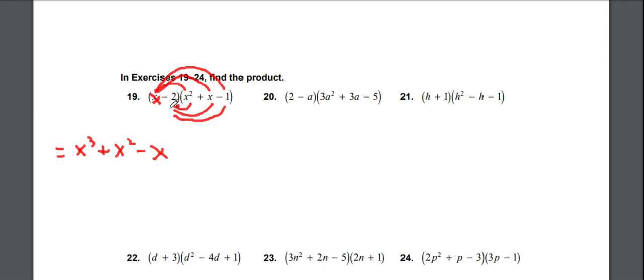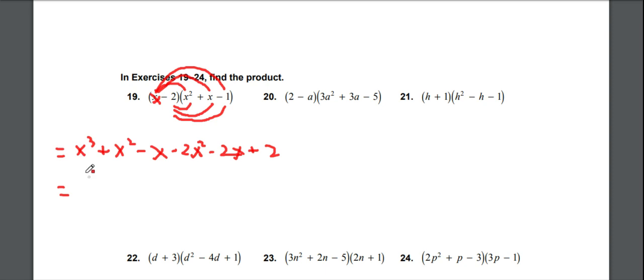Now we need to distribute the negative 2. Negative 2 times x squared is negative 2x squared. Negative 2 times x is negative 2x. And negative 2 times negative 1, you're multiplying a negative by a negative, so it's a positive, and plus 2. Then you just need to organize your terms by adding any like terms.